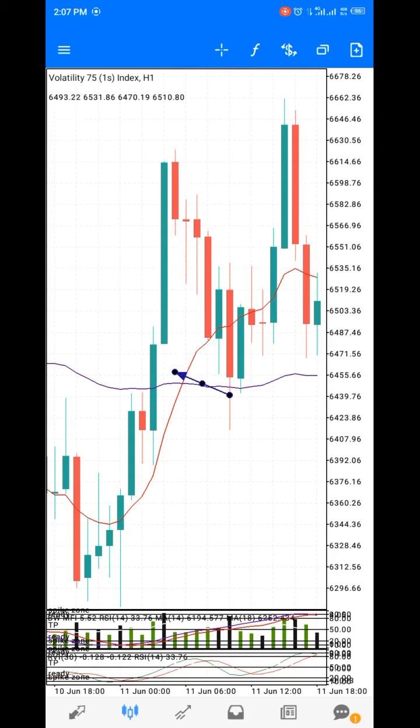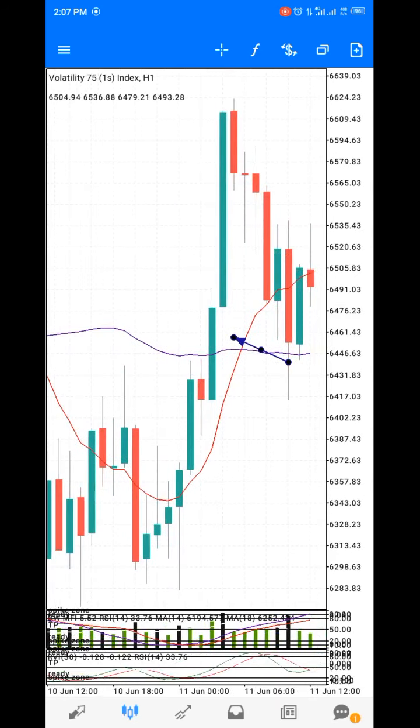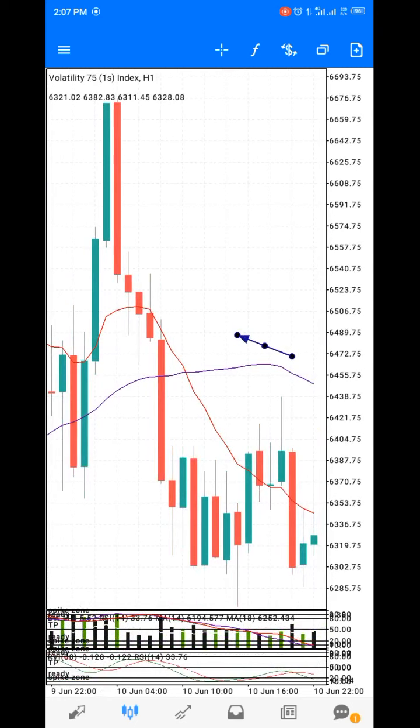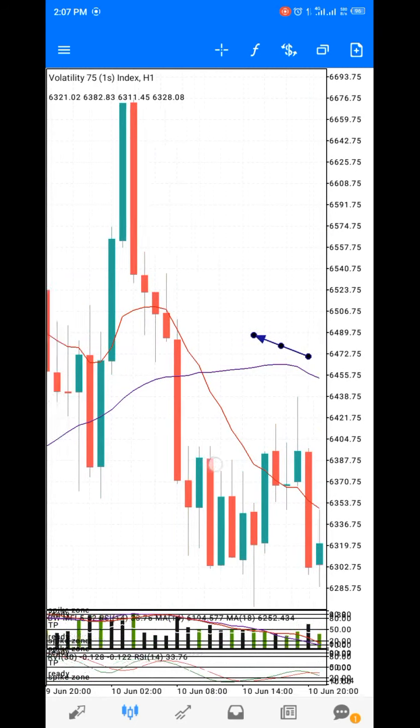So that's my new strategy. You don't need any indicator. You don't need any moving average. You don't need anything. All you need is the candlestick formation. The candlestick formation is the market structure, and it's going to give you the price action.